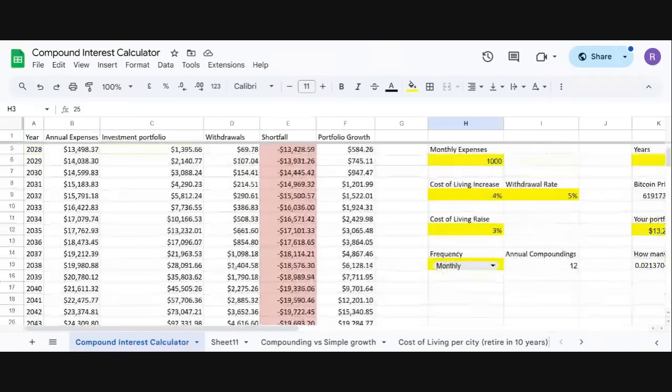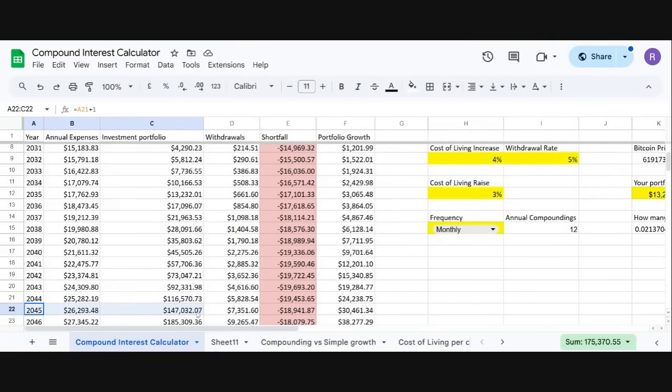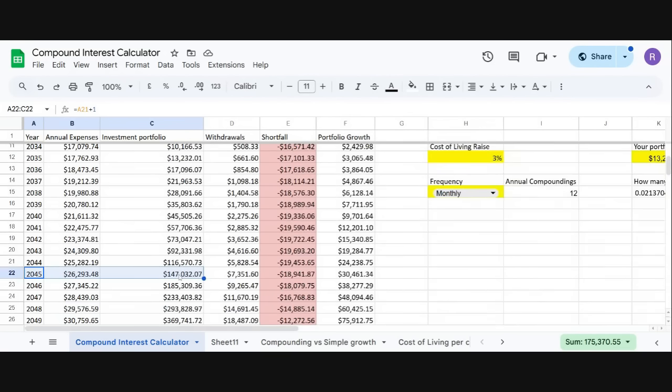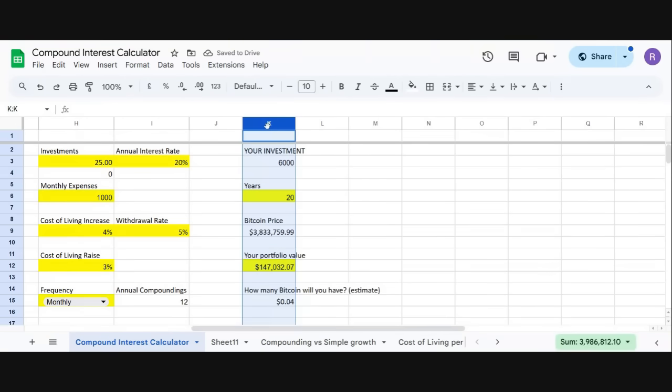So we can see here in 2045, just from $25 a month, you're going to have $147,000. That's 20 years from today. And now let's take a look at what happened to your portfolio.